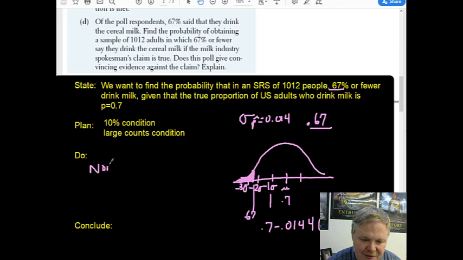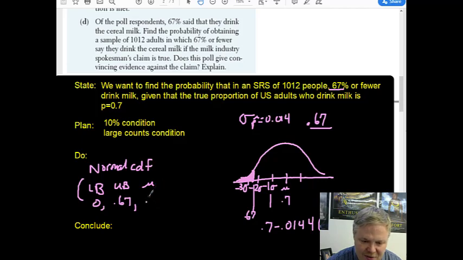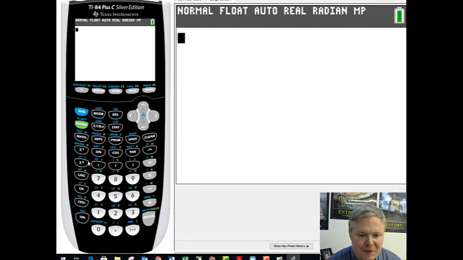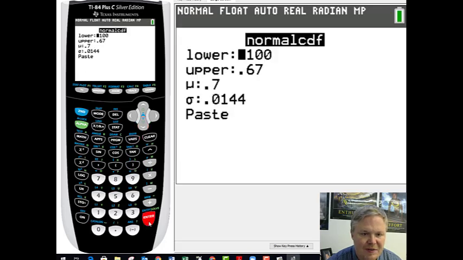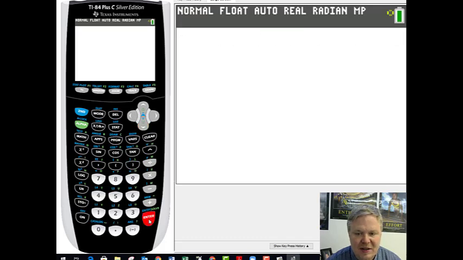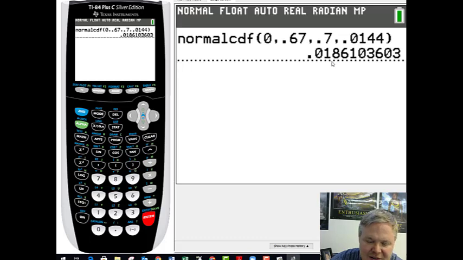Now we can do our normal CDF, listing out our conditions. What is our lower bound? I can assume we go all the way down, so let's just say 0, because it keeps going and going. Our upper bound is 0.67, because we want fewer than that. Our mean is 0.7, and our standard deviation is 0.0144. In the calculator, I go to 2nd Vars, normal CDF, put in the lower bound of 0, the upper bound of 0.67, the mean of 0.7 and the standard deviation, paste, and hit enter. I get 0.0186.